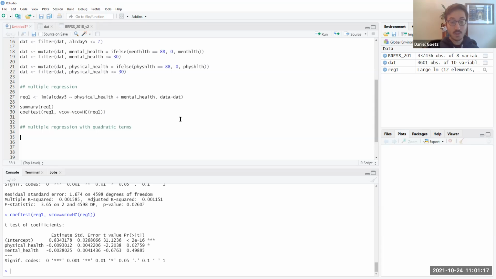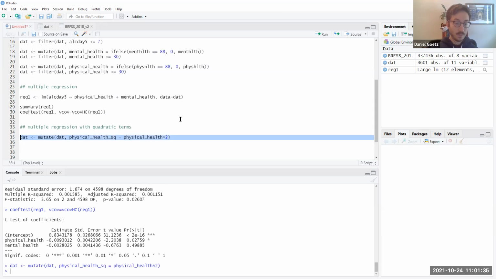So what we'll need to do first is create that variable. So we'll say physical health squared will be equal to physical health raised to the exponent of 2, right? So that's this new little notation. We're exponentiating physical health. And we'll do the same for mental health.